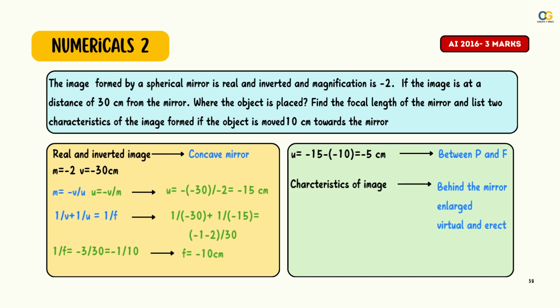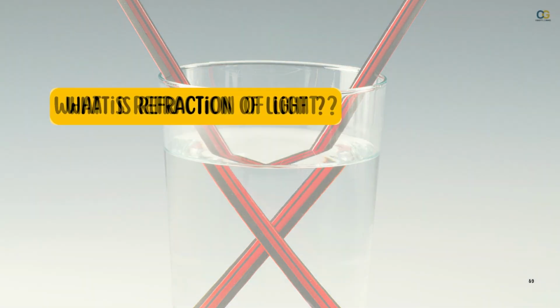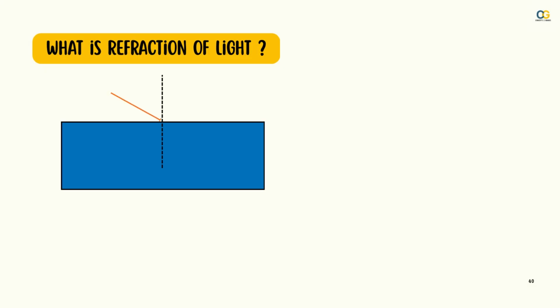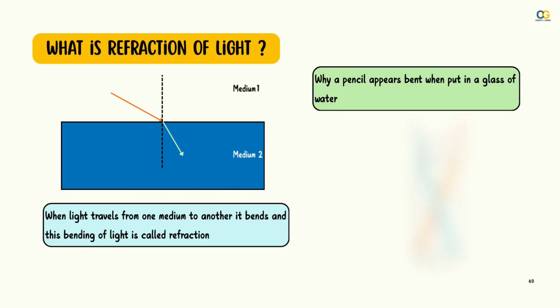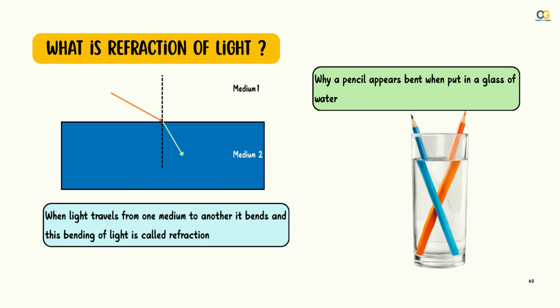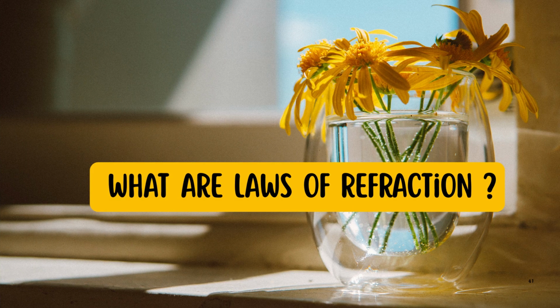Since we have understood reflection, let us now move to refraction and try and answer the question, what is refraction? When light travels from one medium to another, it bends, and this bending of light is called refraction. This question is usually twisted and asked in terms of why a pencil appears bent when put in a glass of water. It usually comes for 2 marks, and writing this answer for that question can fetch you 2 marks.